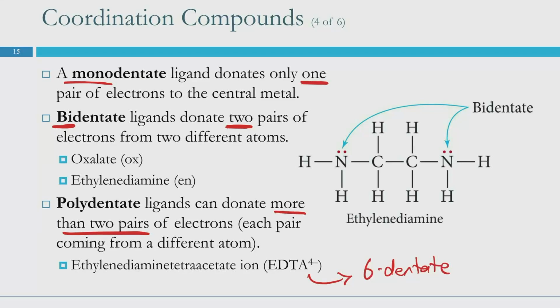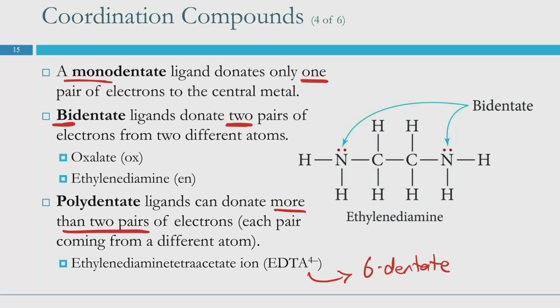And our ethylene diamine tetraacetate would be 6, or hexadentate. I don't remember which one it is, but that's polydentate. Any questions about dentiness? That's just among what's ligands attached to the central ion? Yeah, it's just about how many lone pairs they can donate.